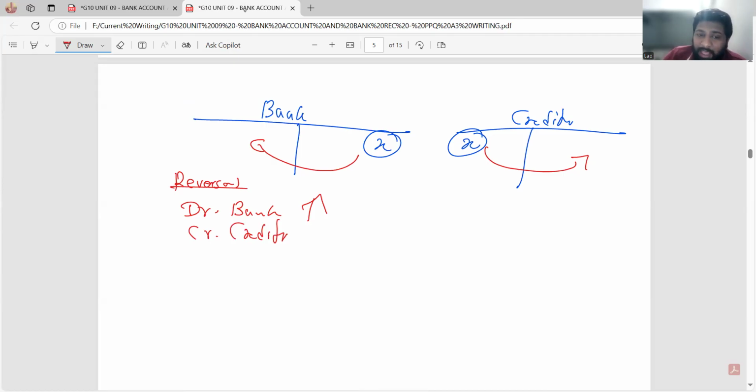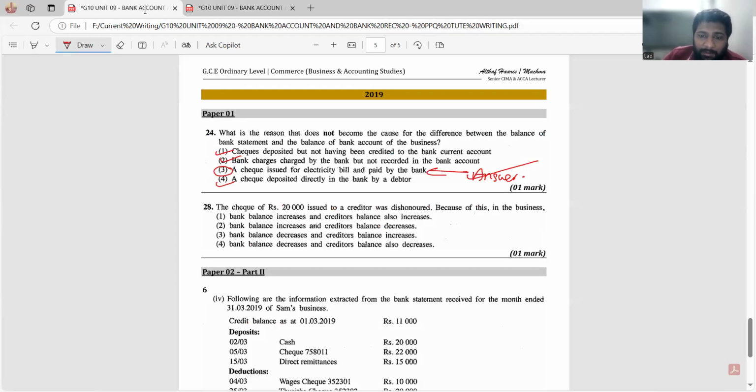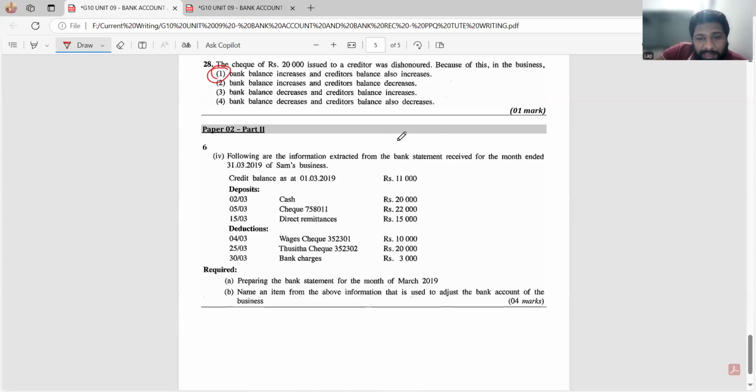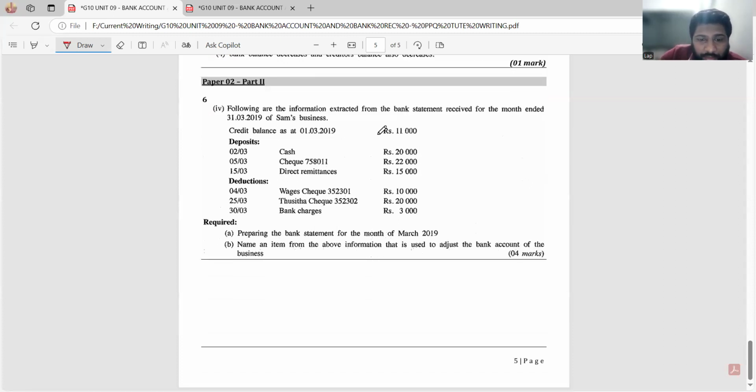Creditor is a liability. Liability getting credited means it is increasing. Liability increasing, asset increasing. So the correct answer is the first one: bank balance increases, creditor balance also increases. I'll give you a few minutes. Try question number 6.